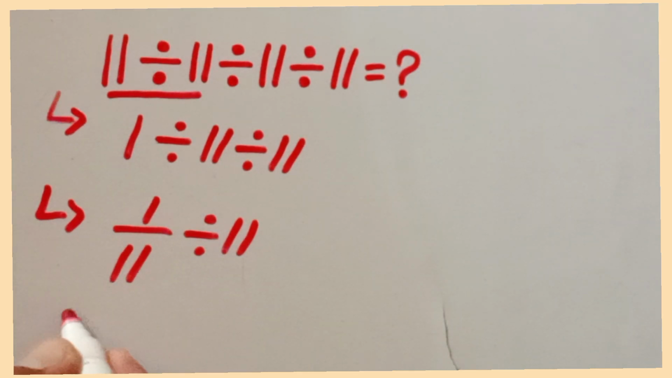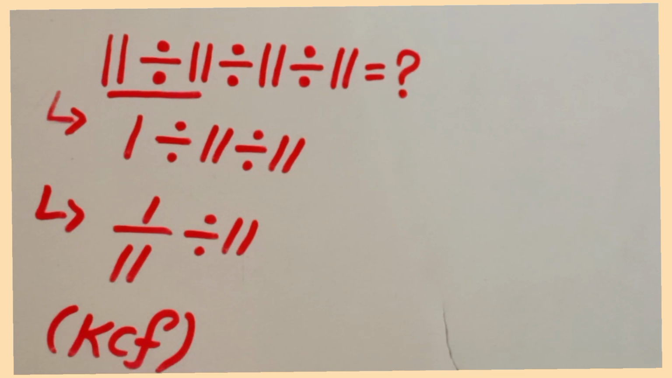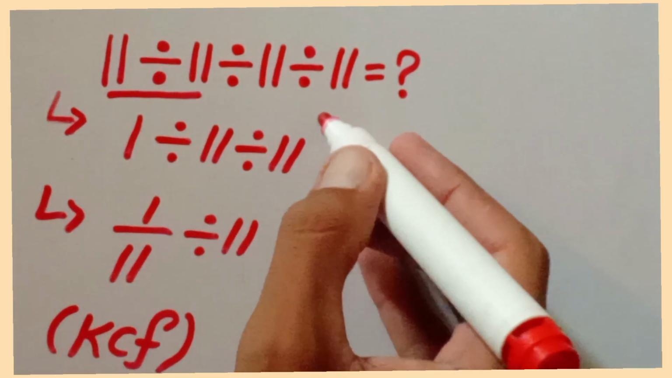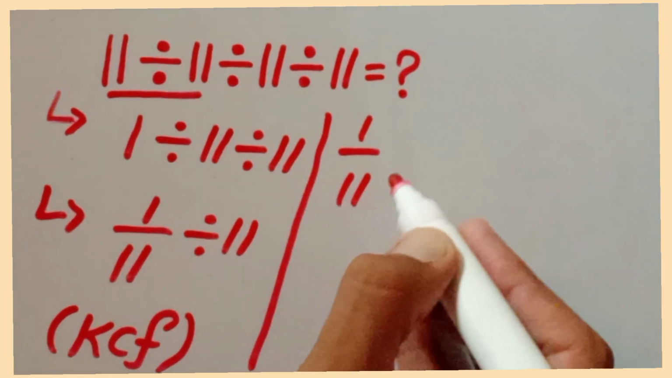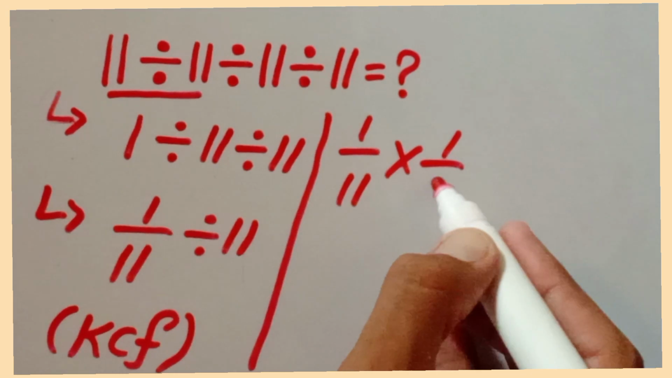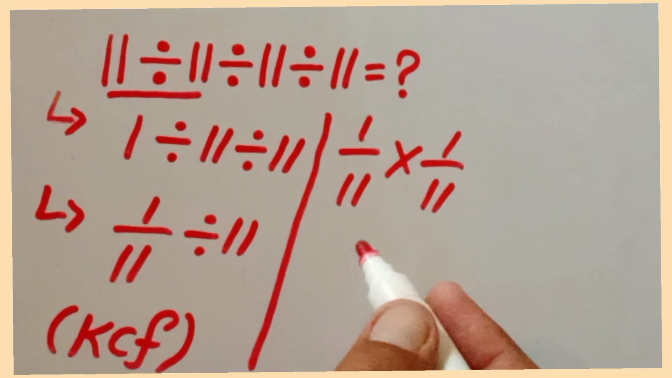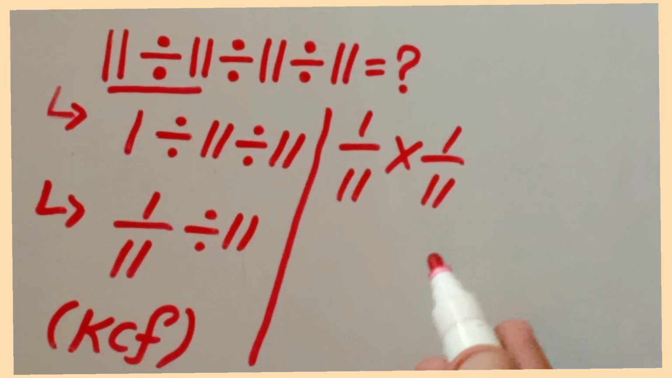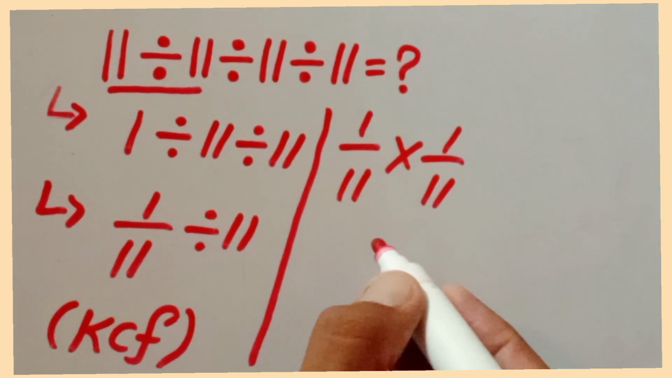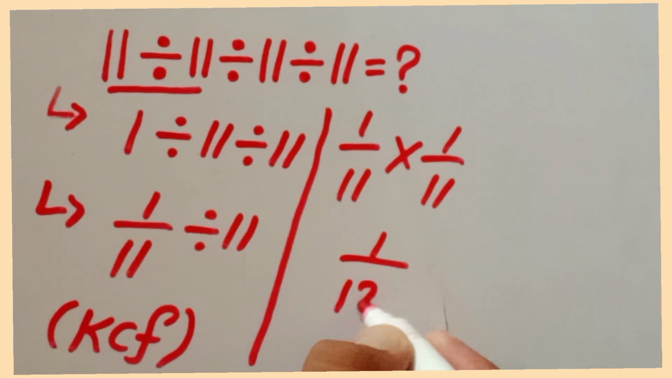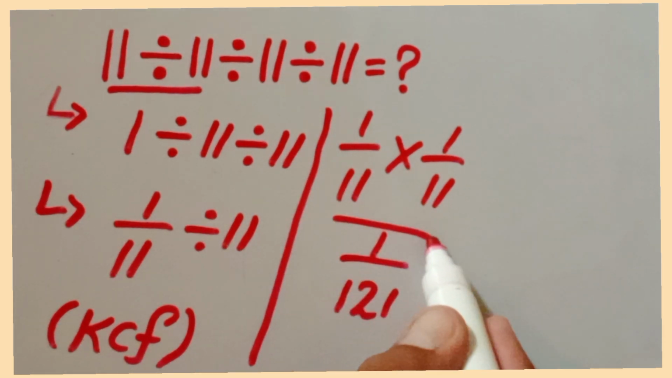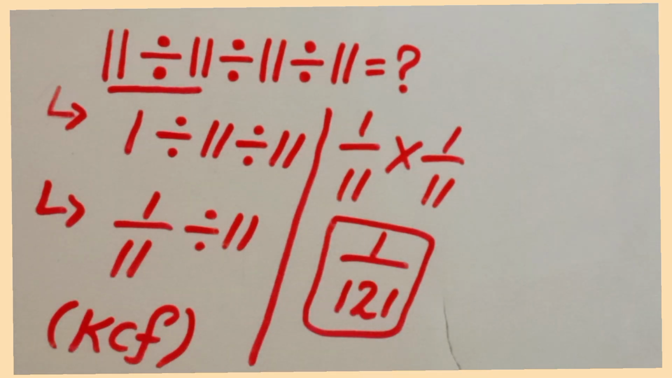So according to the rule of KCF, where K stands for keep, C stands for change and F stands for flip, we can write it as 1 divided by 11 multiplied by 1 divided by 11. Okay students, so numerator is multiplied by numerator and denominator is multiplied by denominator. So it should be equal to 1 divided by 121, because 11 times 11 is equal to 121. This is the final answer of this expression.